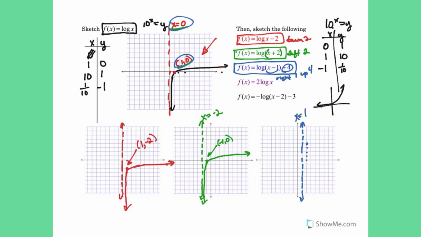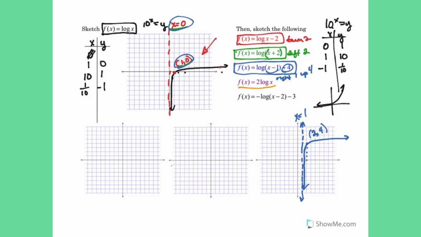And again, label that. And so I know my graph goes really close to my asymptote and makes a sharp turn to the right. I want to label that point, oops, not 1, 4, 2, 4, because I moved it to the right 1 and up 4. Okay, let's look at this one.